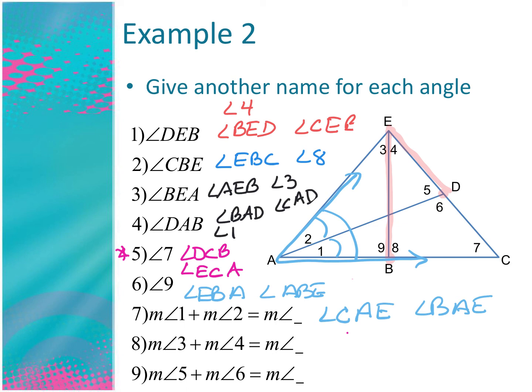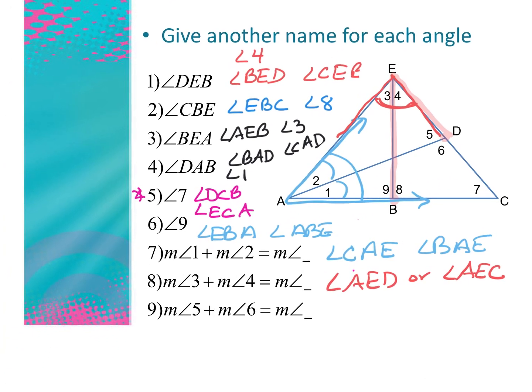And then the next one, adding 3 and 4 together. 3 and 4 are up here. So once I put those two together, that's going to give me angle AED, or it could give me AEC, any of those. And you can reverse it. Okay, and then 5 and 6.